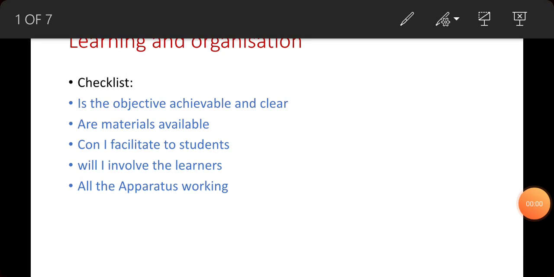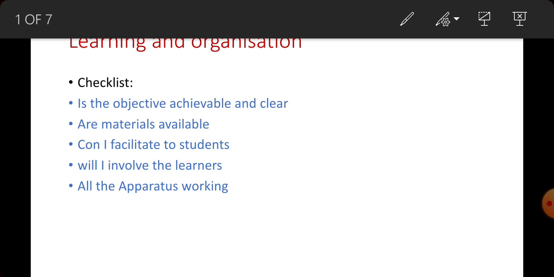This is about planning and organization: how to organize before going to do the experiments or demonstrations. The mathematics teacher has to check the following in organizing the mathematics laboratory. For that, we can prepare a checklist. The checklist should contain the following. Then the organization of the mathematics laboratory will be fruitful.